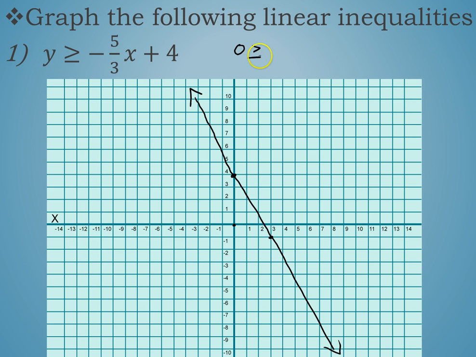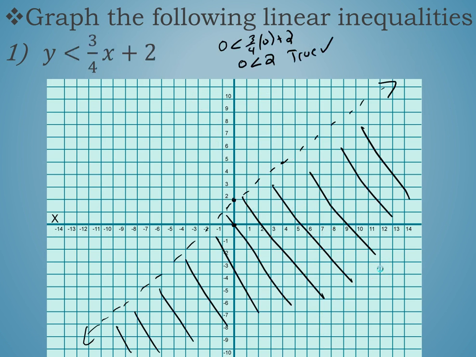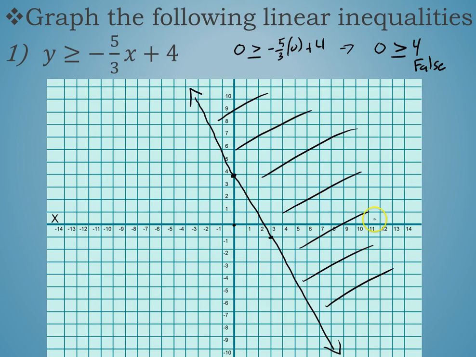We plug in 0 for y and 0 for x. We're going to get 0 greater than or equal to 4, which is false. 0 is not bigger than 4. So because it's false, this region that includes the origin cannot be the shaded region. It has to be the opposite region. And that's what I mean by true, using the origin region, false, using the opposite region.